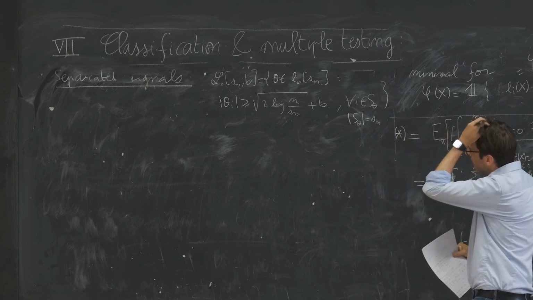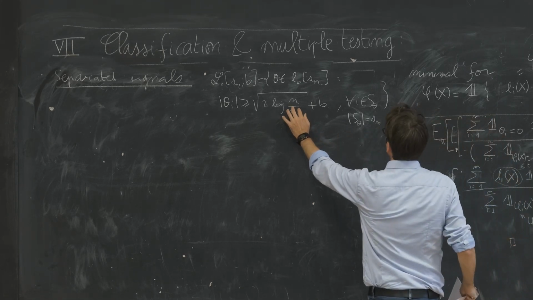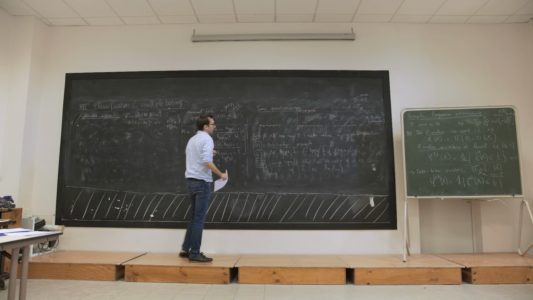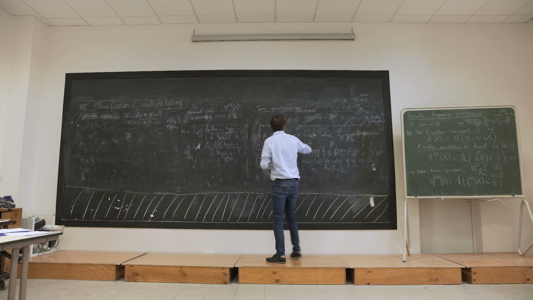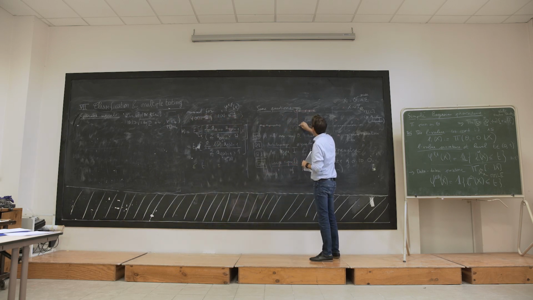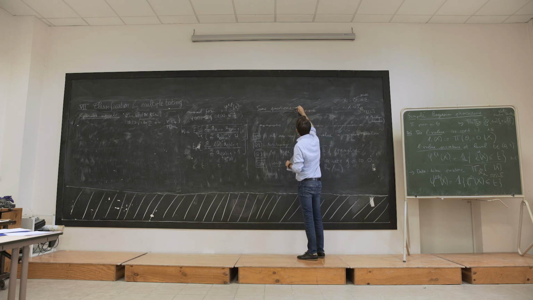So why this log? Well, for now, let's ignore the s_n. Square root of 2 log n should be very natural, and why is that? Because the maximum of n N(0,1) Gaussians, or n minus s_n N(0,1)s, is of the order square root of 2 log n.